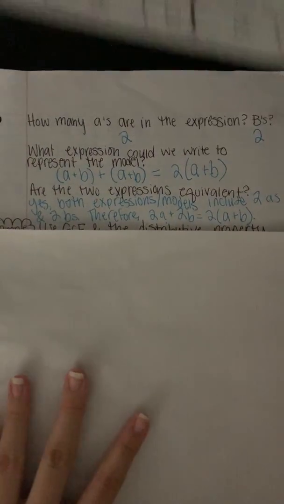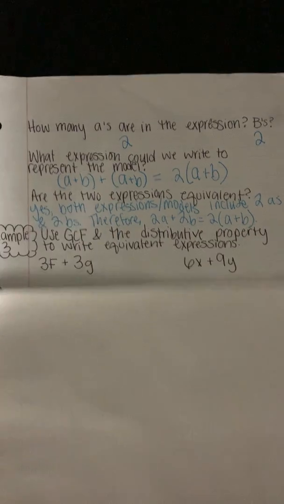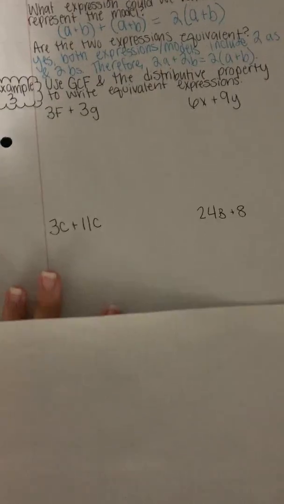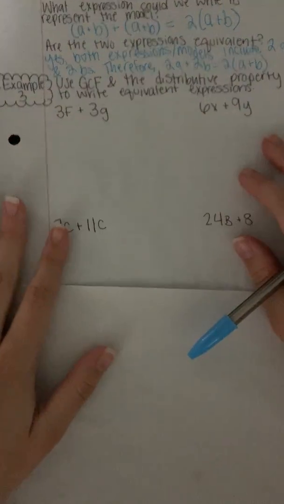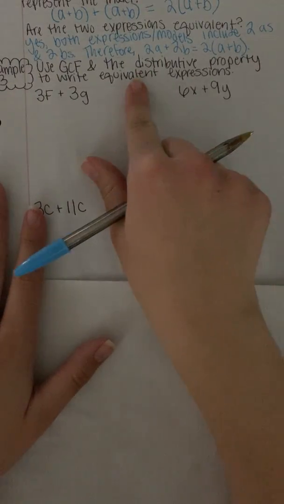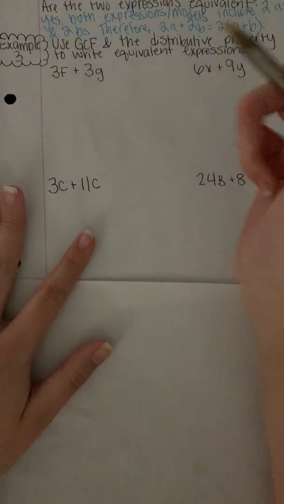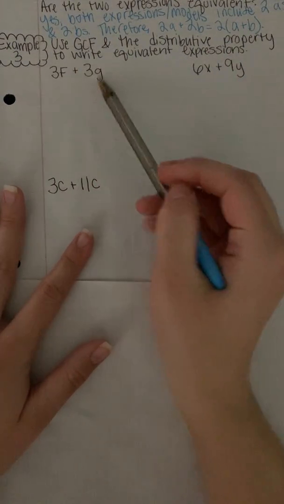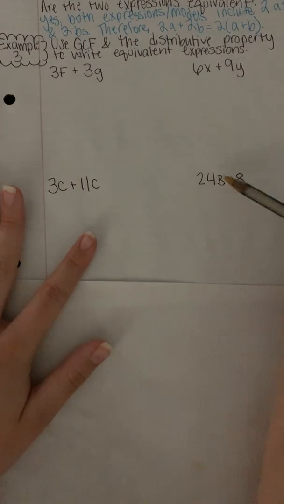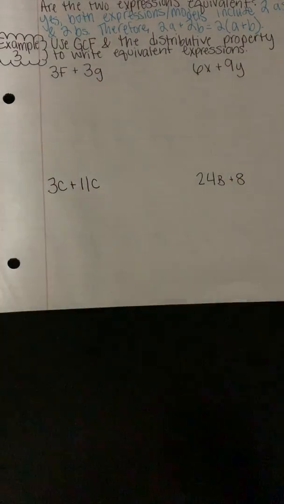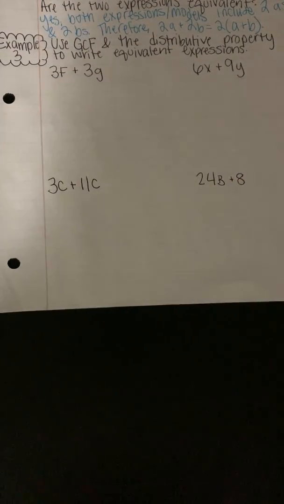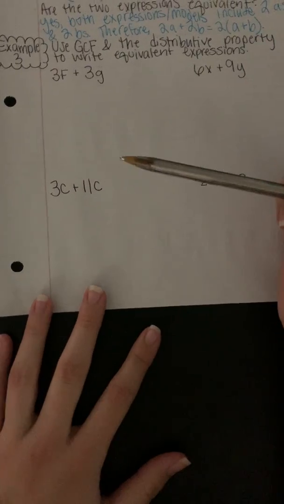All right, and so now we're going to move on to the last part of our lesson here, where we are applying our distributive property. So we're going to use GCF and the distributive property to write equivalent expressions. Sometimes in math, you'll be given an expression, remember no equal sign, and they'll ask you to write an expression that's equivalent or has the same value, or they might even give you multiple choice and say which expressions are equivalent to the one that we give you.